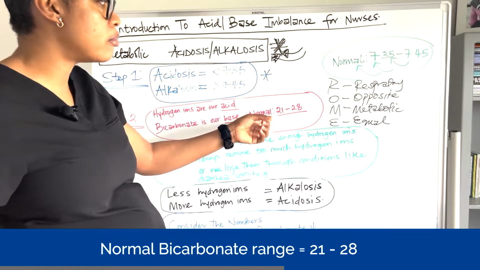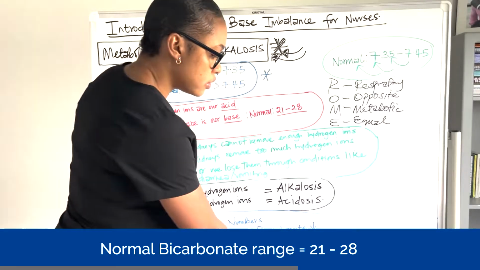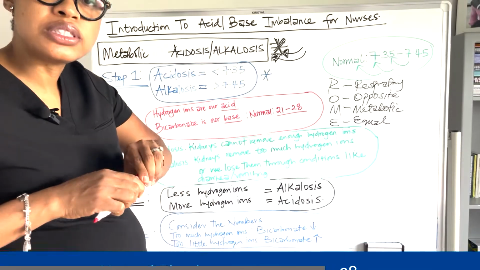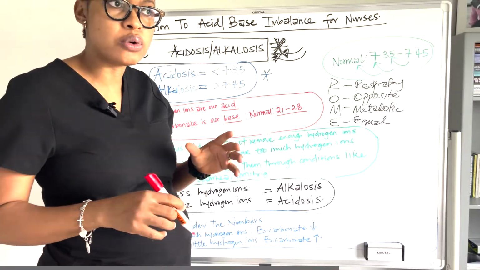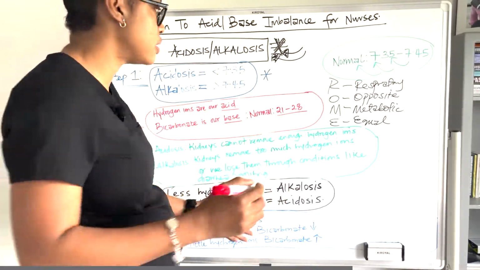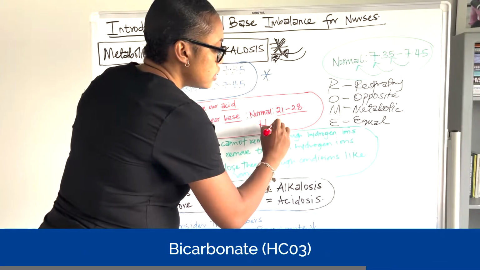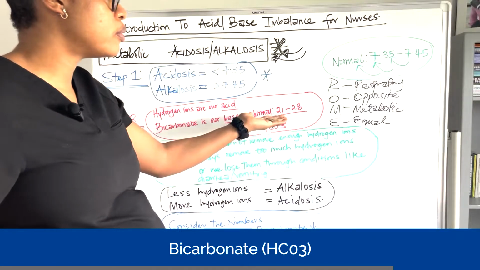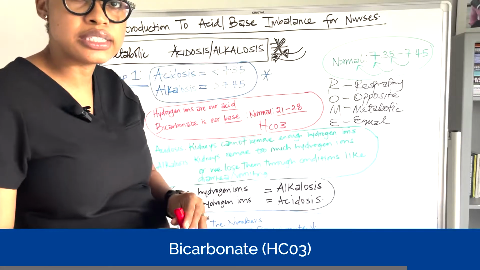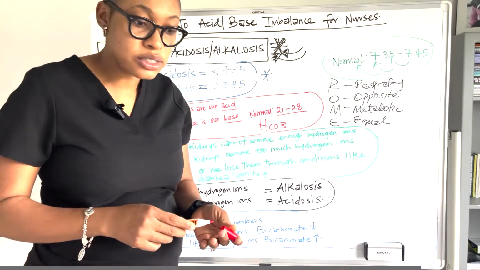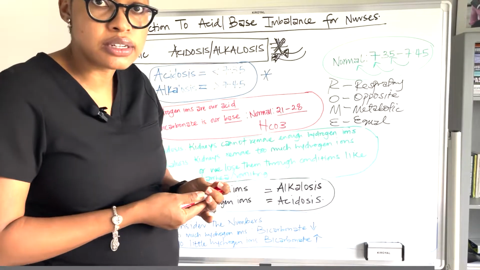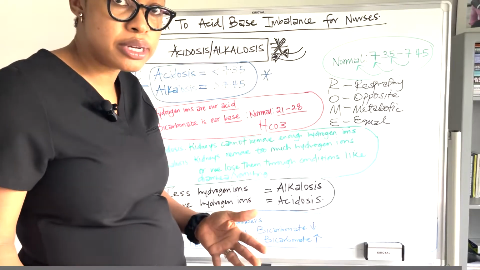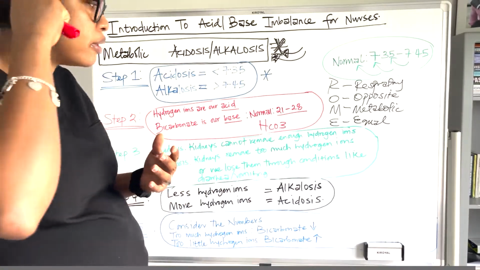The normal bicarbonate is 21 to 28, and usually you would see that in your textbooks or on your tests or quizzes as HCO3. That's bicarbonate. So the normal is 21 to 28. Of course, if it's less than 21, that means there's not enough. If it's greater than 28, that means there's too much. And we'll explain why that could happen.